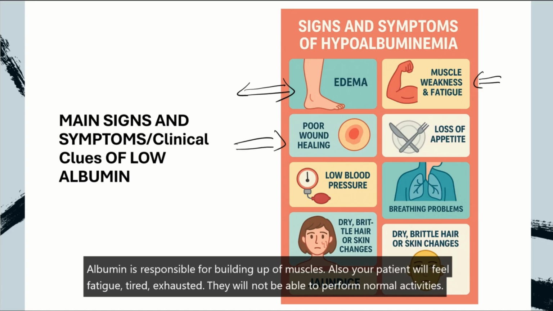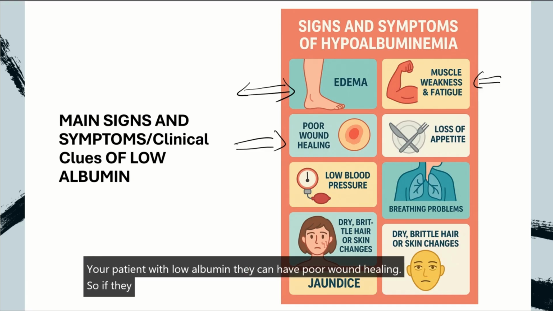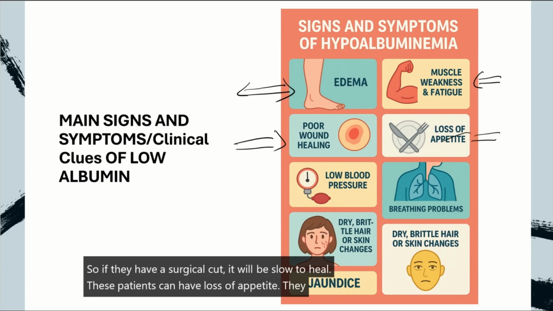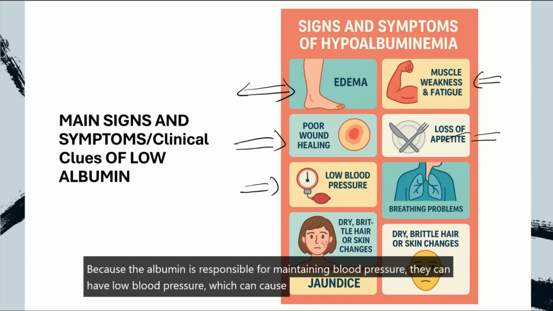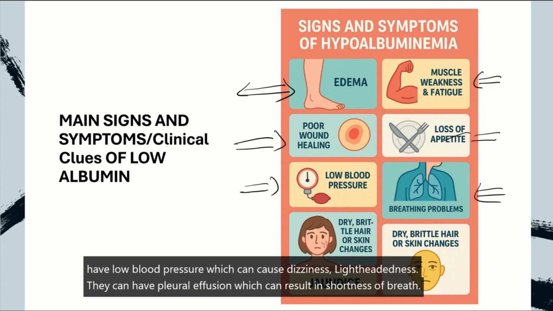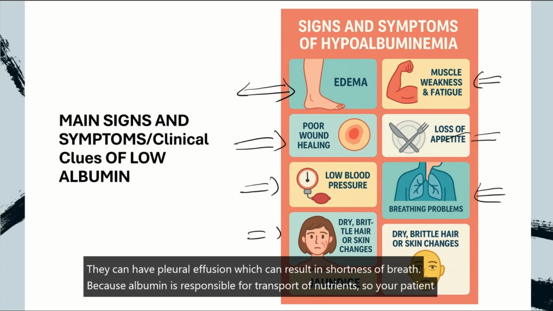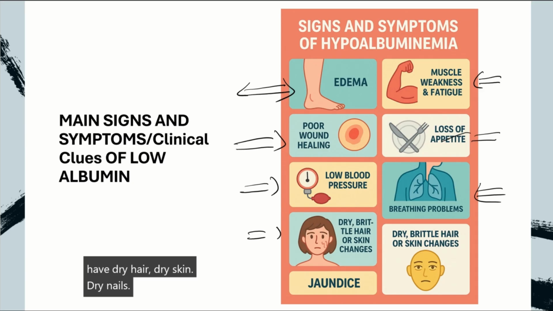Your patient with low albumin can have poor wound healing. So if they have a surgical cut, it will be slow to heal. These patients can have loss of appetite, they can have nausea or diarrhea. Because albumin is responsible for maintaining blood pressure, they can have low blood pressure, which can cause dizziness, lightheadedness. They can have pleural effusion, which can result in shortness of breath. Because albumin is responsible for transport of nutrients, your patient can have dry hair, dry skin, dry nails. These patients can have jaundice because the liver will be affected.